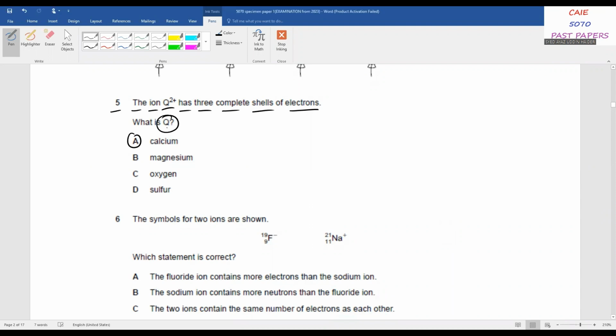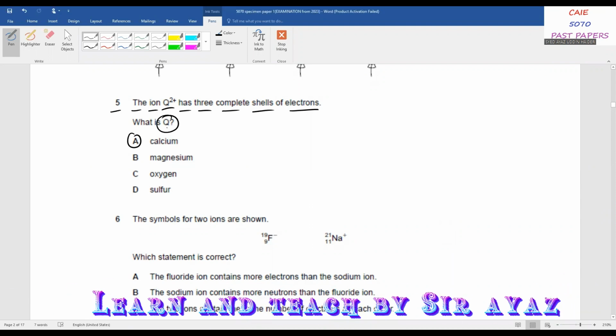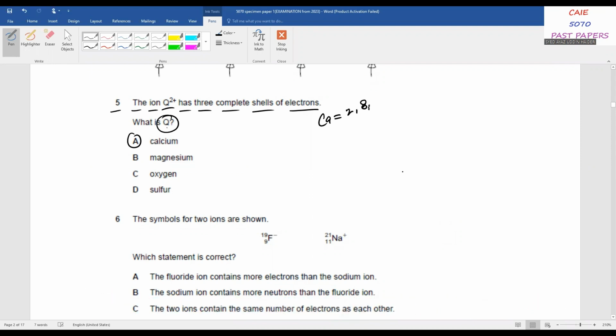I'm showing you the working for both magnesium and calcium. This is the electronic configuration of calcium. Its proton number is 20, so the number of electrons will be 2, 8, 8, 2. After losing 2 electrons, forming the Ca2+ ion, it will be left with 2, 8, 8. Magnesium is also present in group 2.